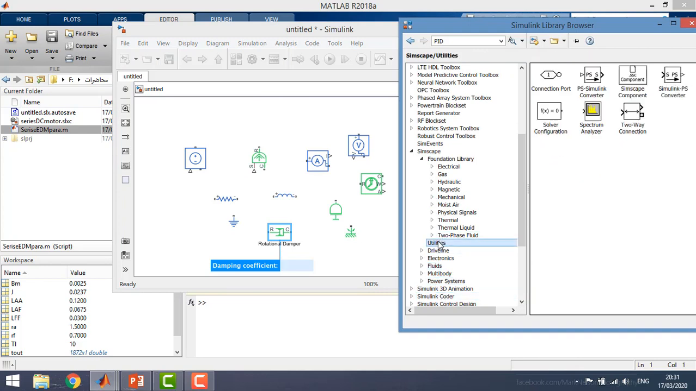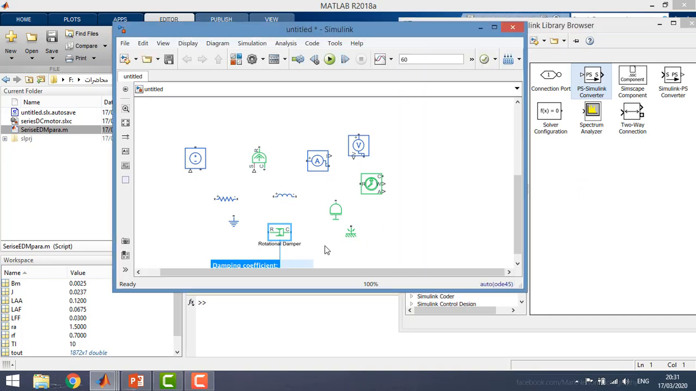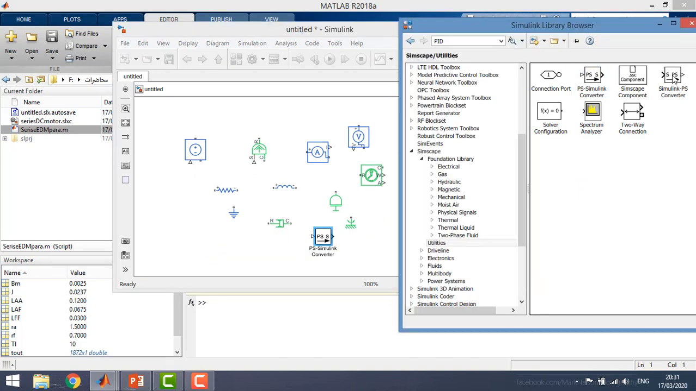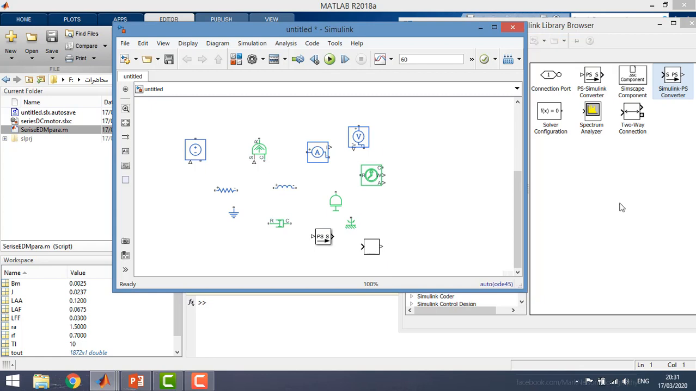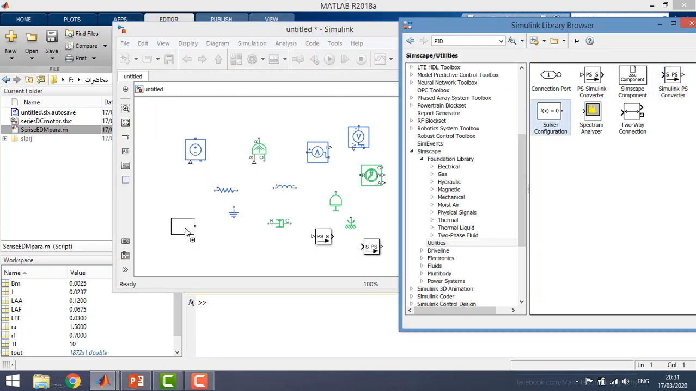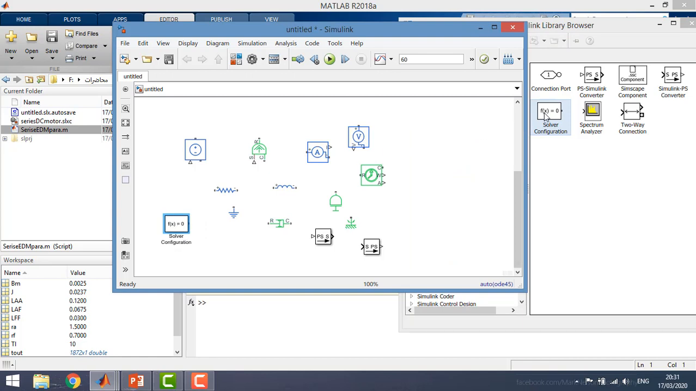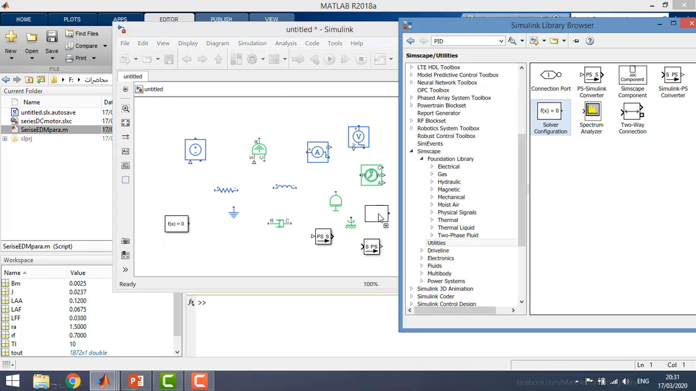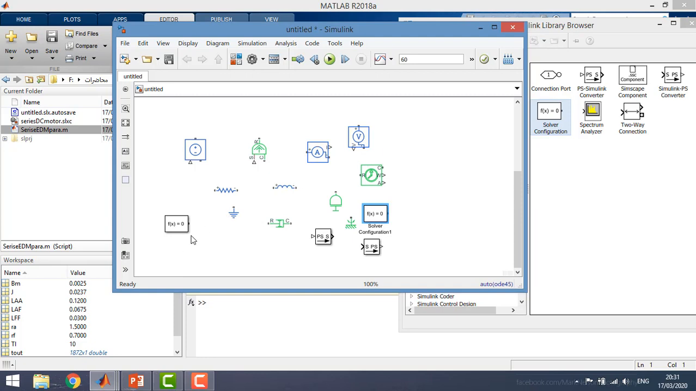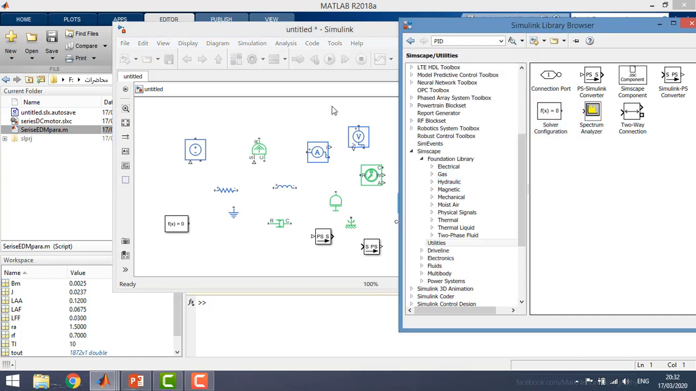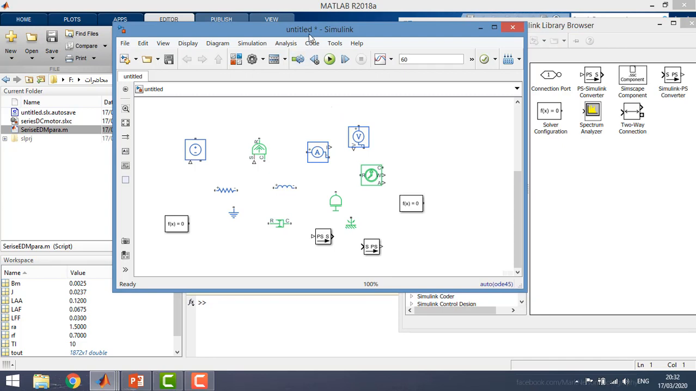And from utility we have to have both converters, so power system to Simulink and Simulink to power system, solver configuration, electrical circuit, and for the mechanical circuit we need two solver configuration. Okay, so let's start building.